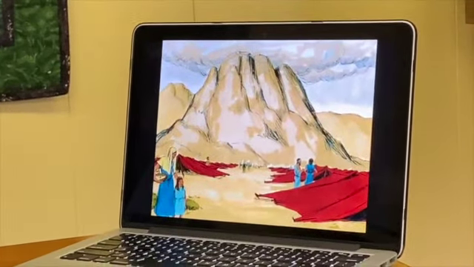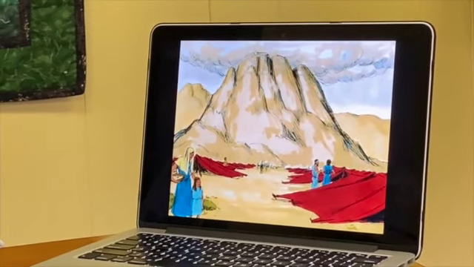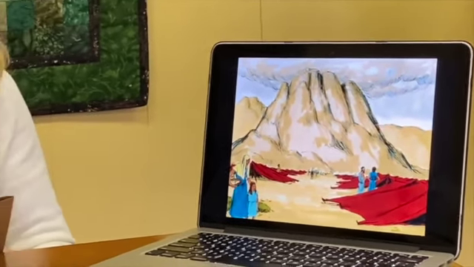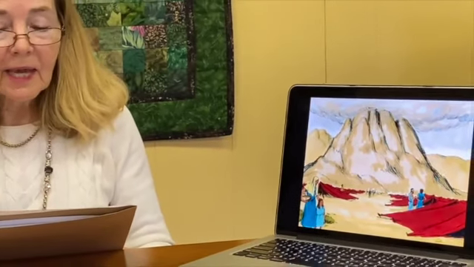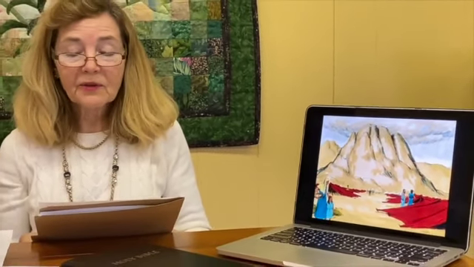God's people had been traveling on their journey from Egypt for over 2 months. They arrived at the foot of Mount Sinai. The Israelites spread their camp in the desert in front of the mountain. Moses went up onto the top of the mountain to speak with the Lord.